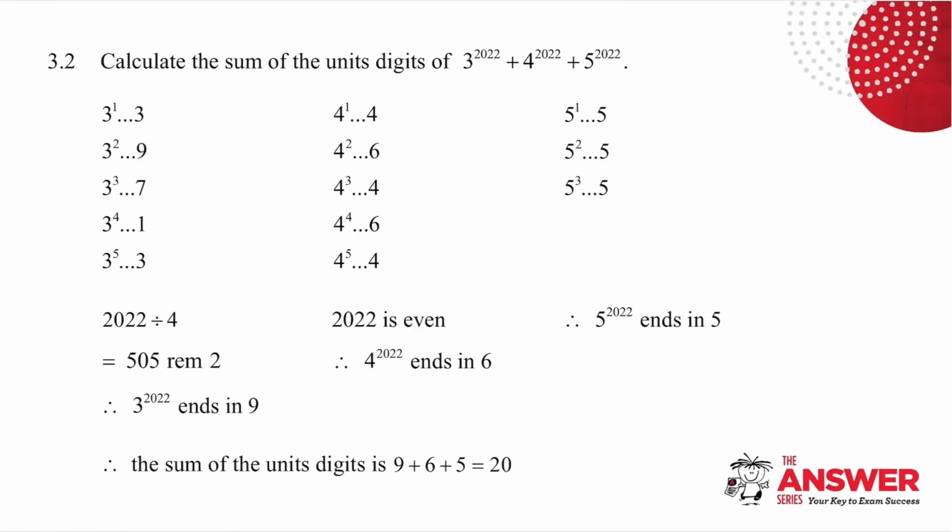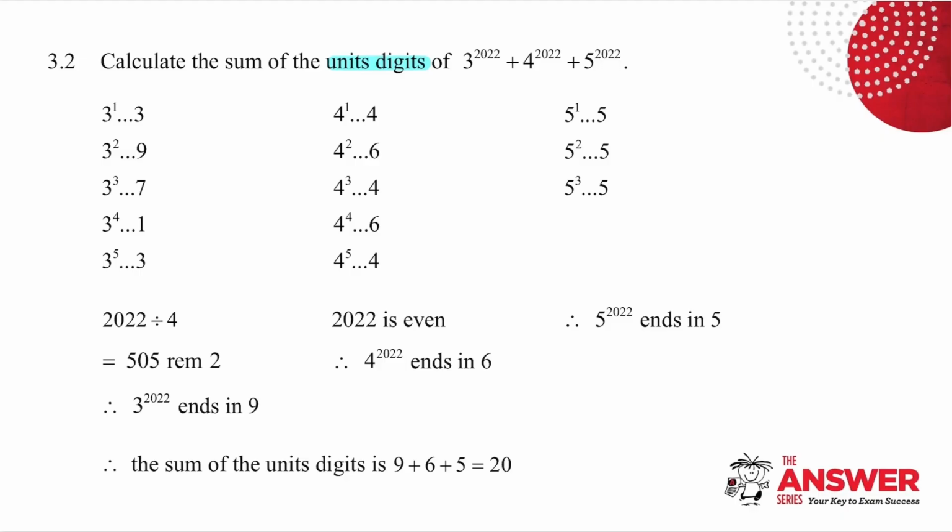In the next question, they've asked me for the sum of the units digits of this particular sum here. Again, if I use a calculator, it tells me an error. So we need to start with something small. So let's start with 3 to the 2022. 3 to the 1 is 3. 3 squared is 9. 3 cubed is 27, but they only want the units digits. So 3 cubed ends in a 7. 3 to the 4 is 81, which ends in 1. 3 to the 5, well, if I take 81 times 3, it's going to end in 3.